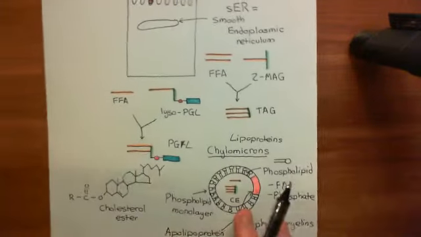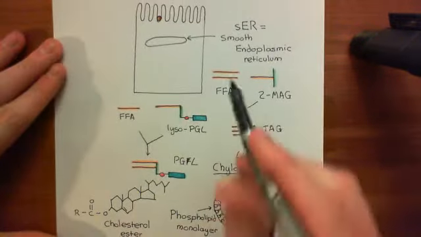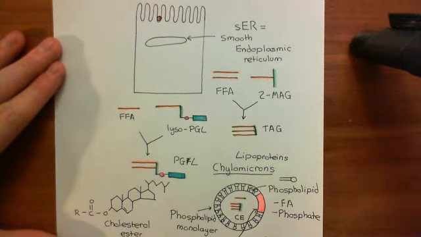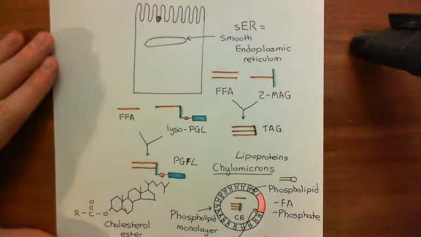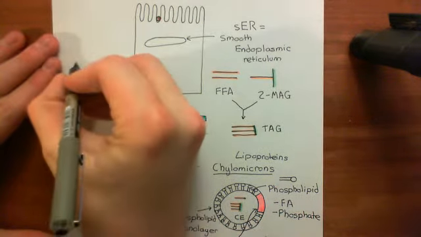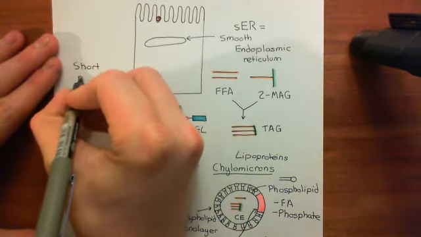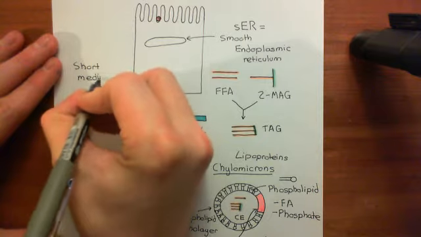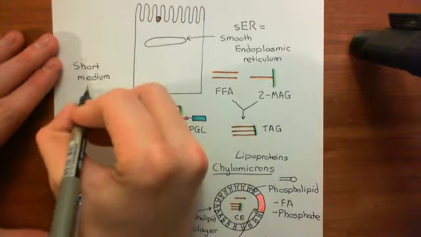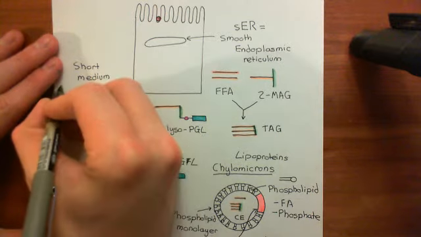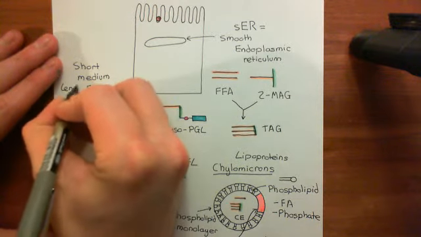Now basically to do this you need to be quite short. So you can't be a really long chain carboxylic acid, for instance stearic acid. You need to be quite short. So you need to be either a short free fatty acid or at the very best a medium free fatty acid. So only short and medium length free fatty acids can actually go directly into the blood.